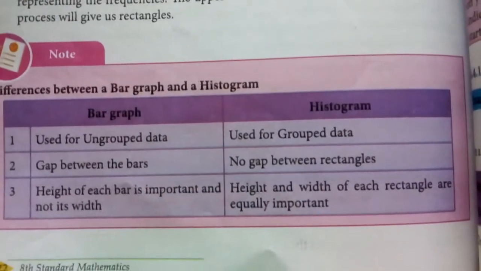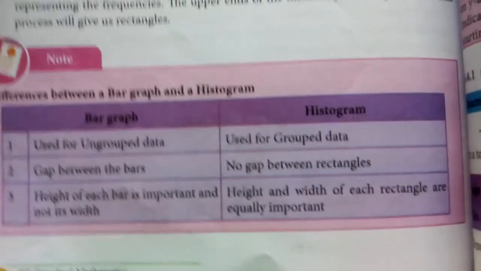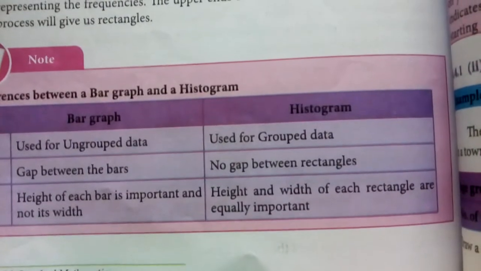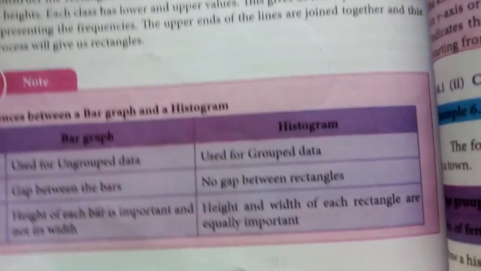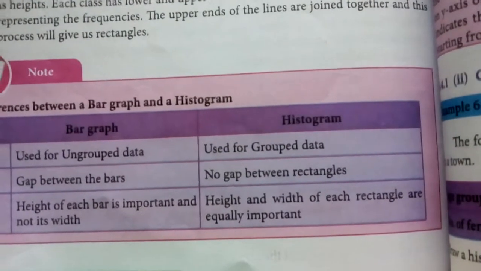In a bar graph, the height of each bar is important and not its width. Here, the height and width of each rectangle are equally important. So here we need to think about both the height and the width.